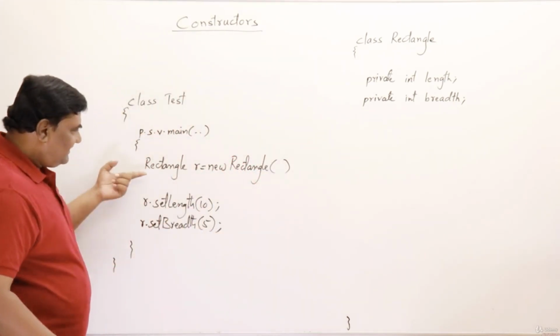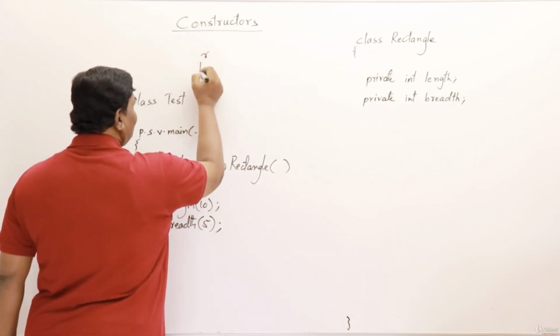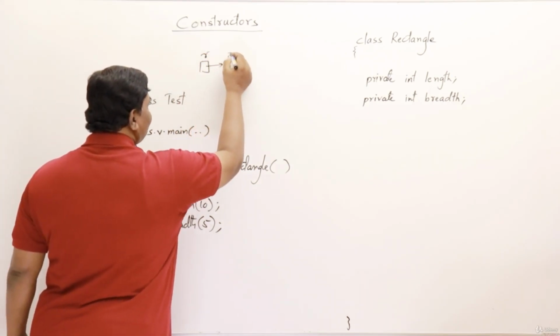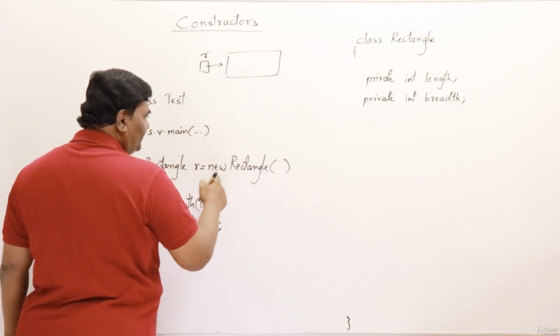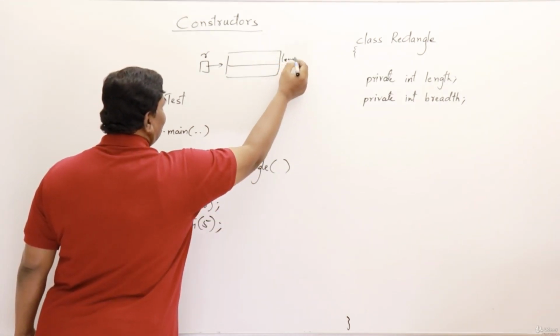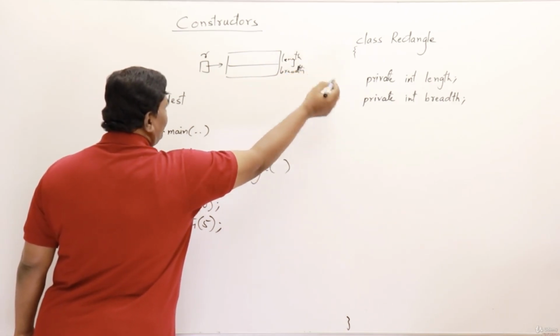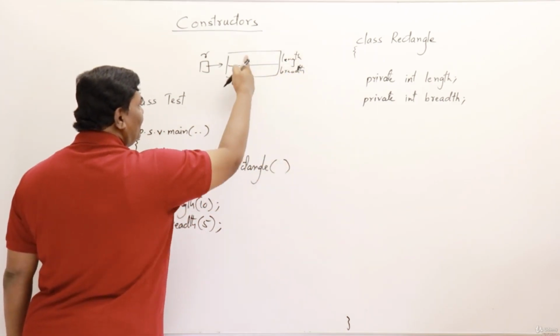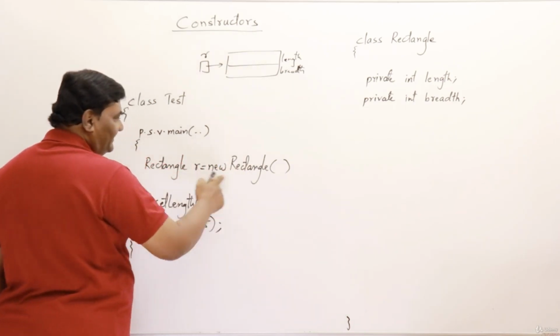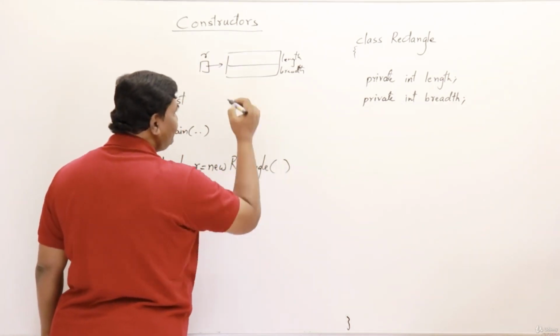See here, I have created an object. R is a reference, right? And then the object is created. When you say new, the object is created. Then this is length and this is breadth. Right? These are the two properties of that rectangle. These two will be created once you create an object. So here the object is created, new, and here the object is created.